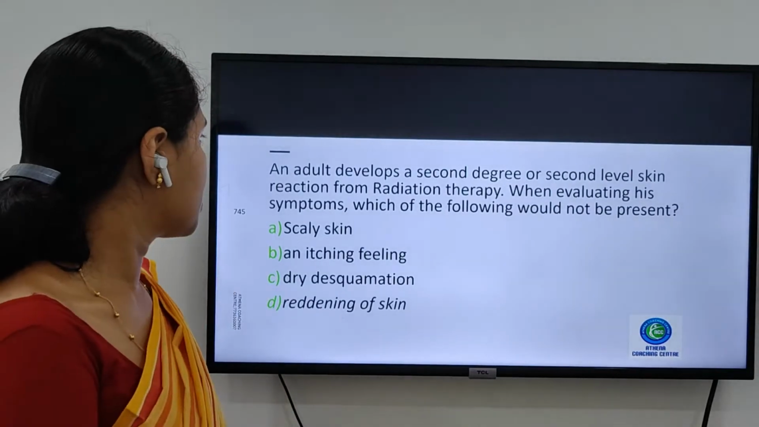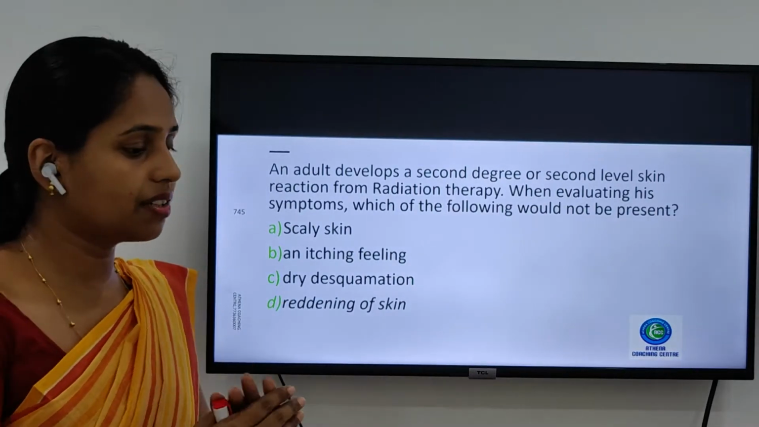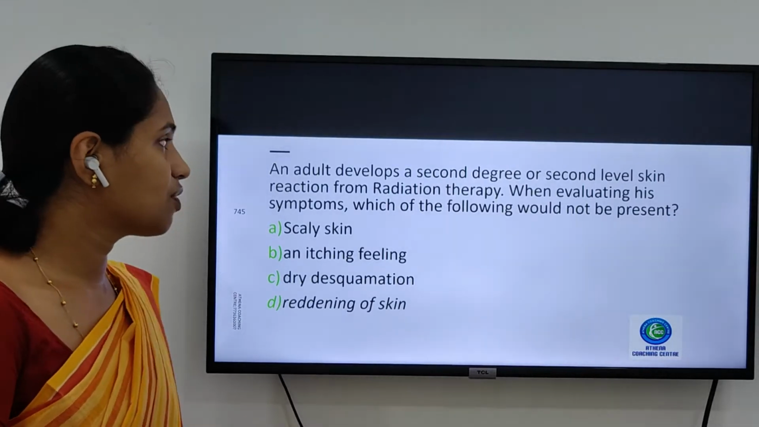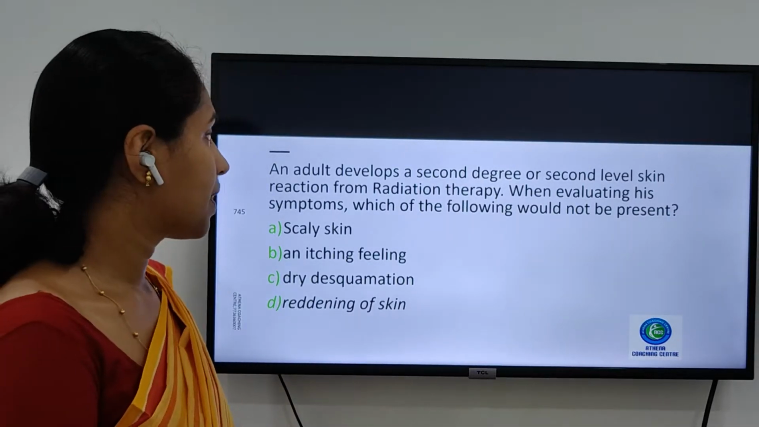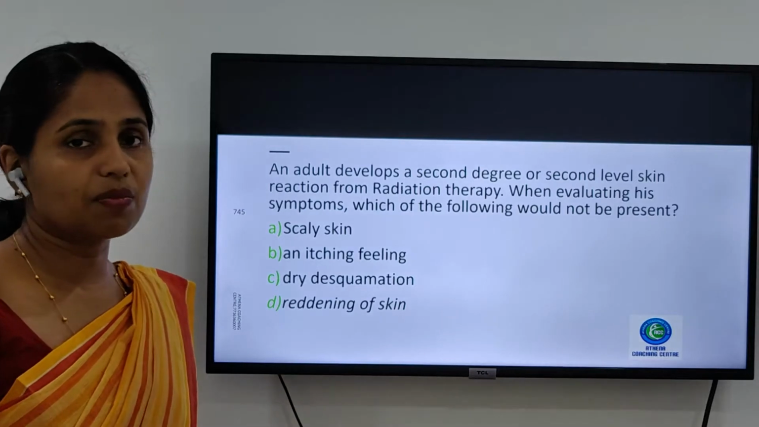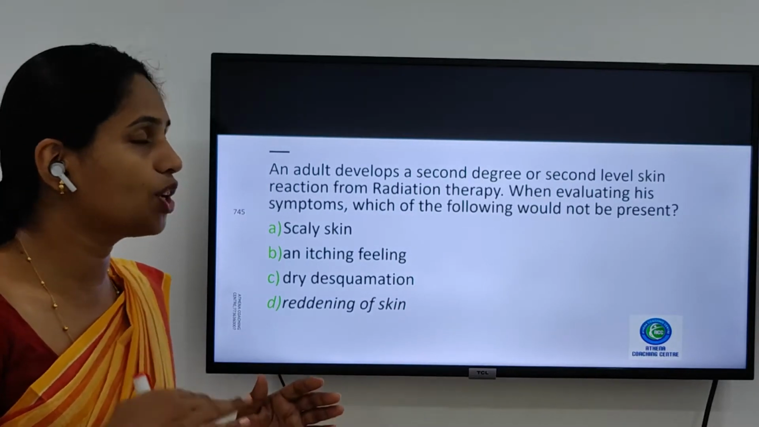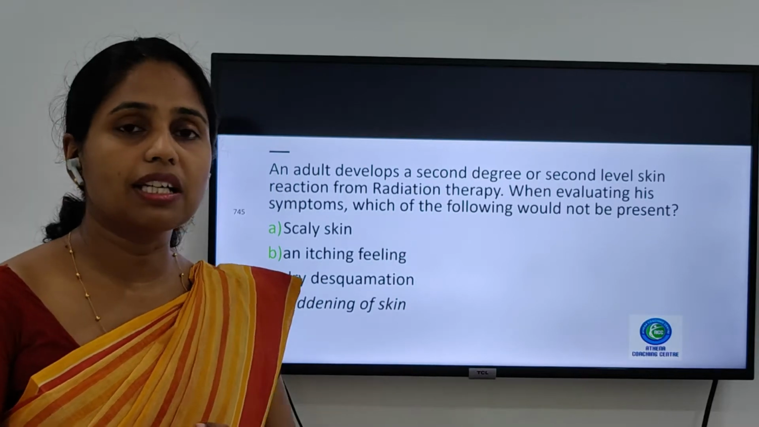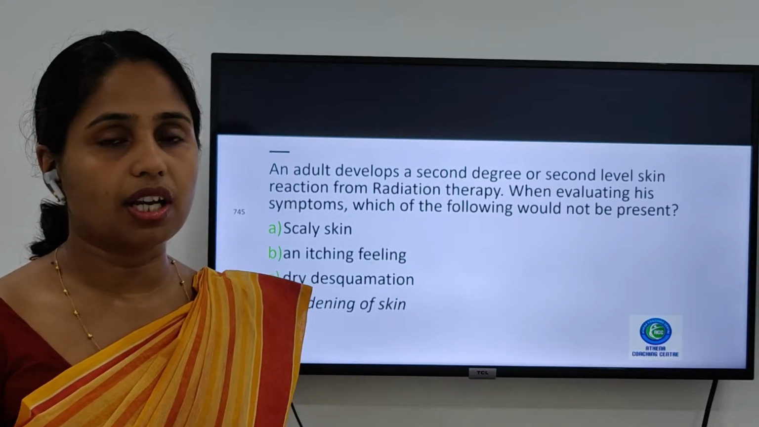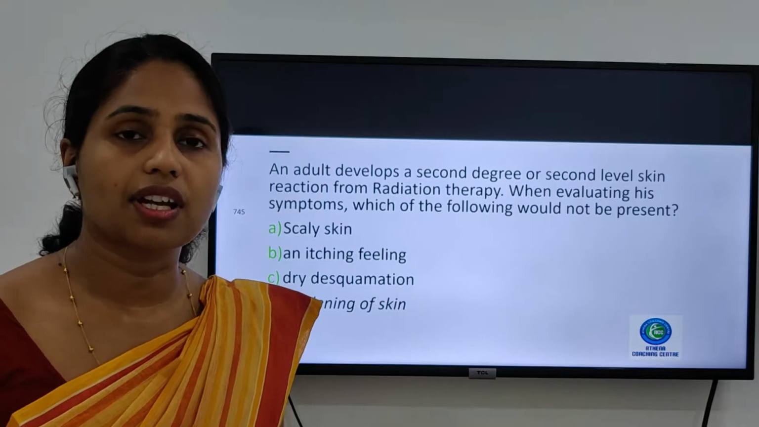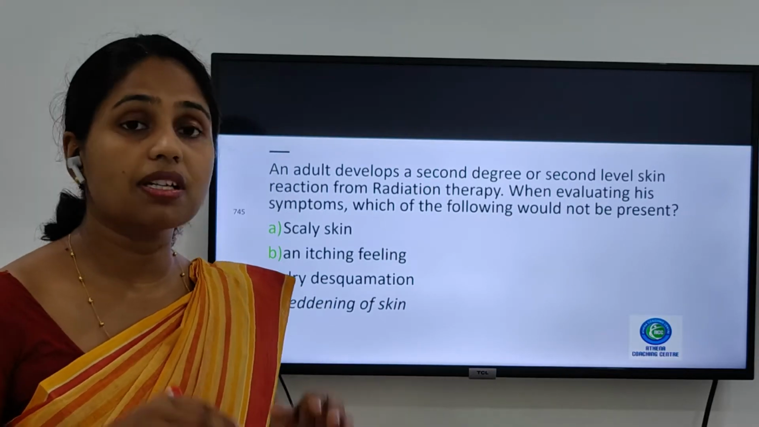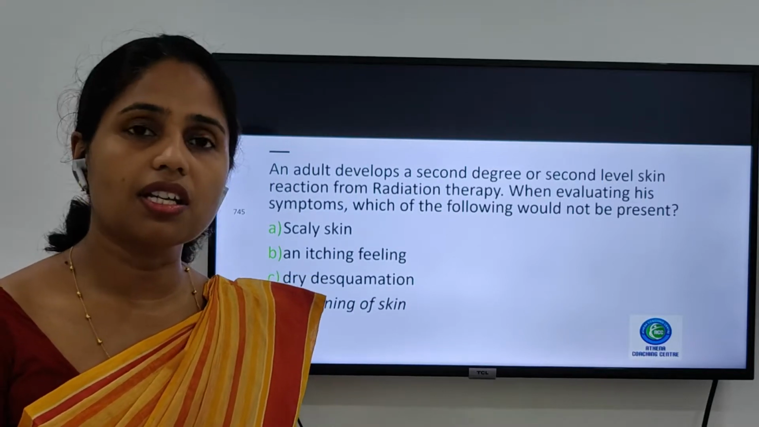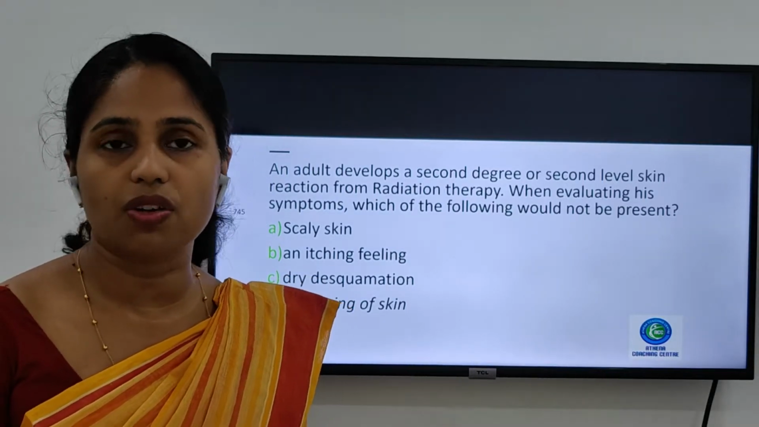Okay, next question. An adult develops a second degree skin reaction from radiation therapy. When evaluating his symptoms, which of the following would not be present? Radiation therapy: there are two kinds of radiation, internal radiation and external radiation. Radiation is considered a choice of treatment for cancer.